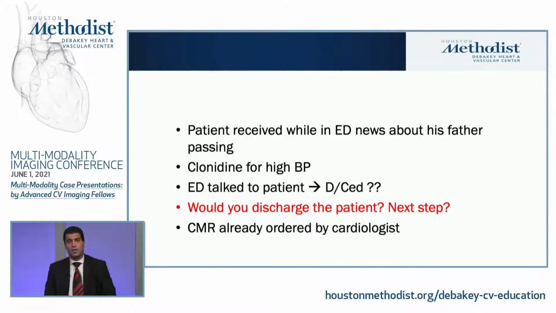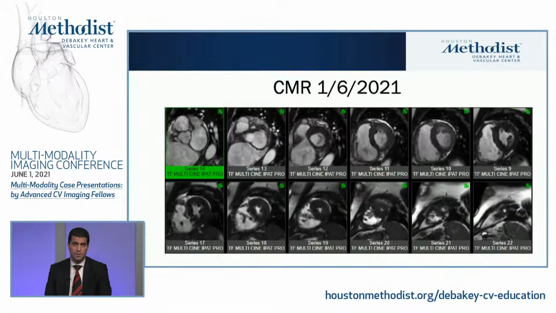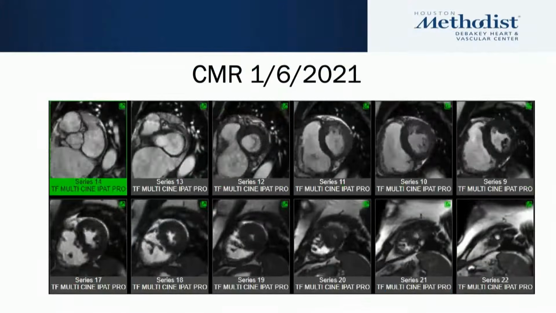Well, the cardiologist that he had seen had already ordered a cardiac MRI on him. The reason why he ordered a cardiac MRI is that he was suspecting infiltrative disease such as amyloid. So do you agree on that? Would this be your next step? So the CMR, the cardiac MRI, was done in January, a little bit less than a month later.